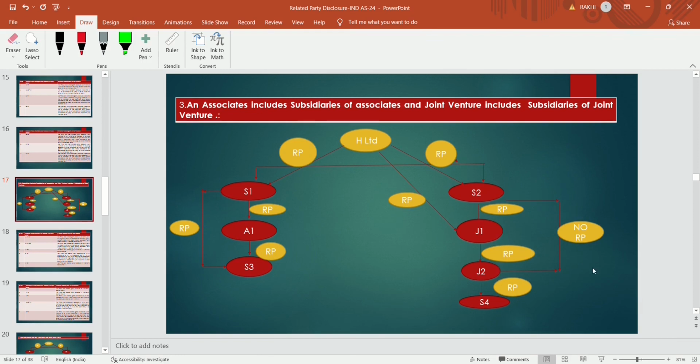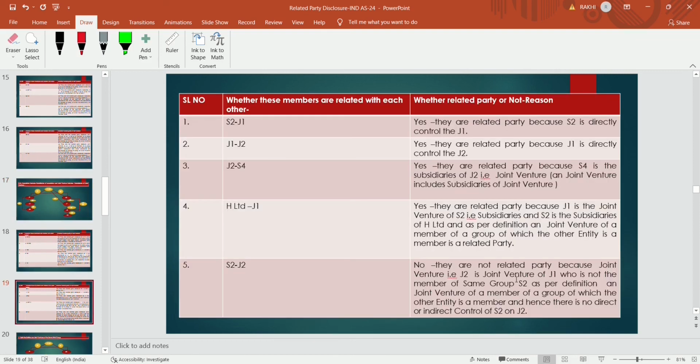Now S2 and J2, whether these are related party? J2 is the joint venture of J1, and J1 is the joint venture of S2. So there is no direct control or direct relationship between them. So they are not related party. They are not related party because joint venture J2 is the joint venture of J1, who is not the member of the same group as S2 as per the definition, and so they are not related.